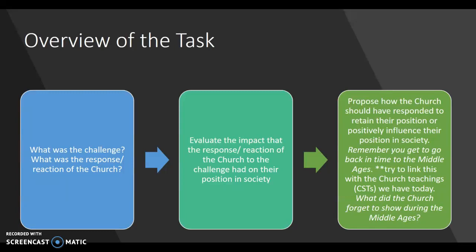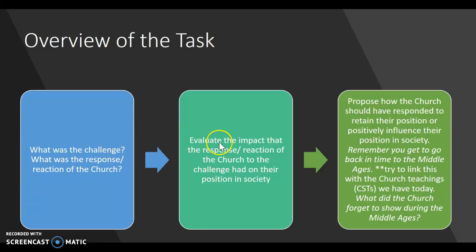So overall, there's 3 parts to the task. You need to first do the background reading. What was the challenge and how did the church respond? And then you will evaluate. So use the knowledge from here to evaluate, was this a positive reaction and response? Was it a negative? And what was the impact? And look at the change before versus after.